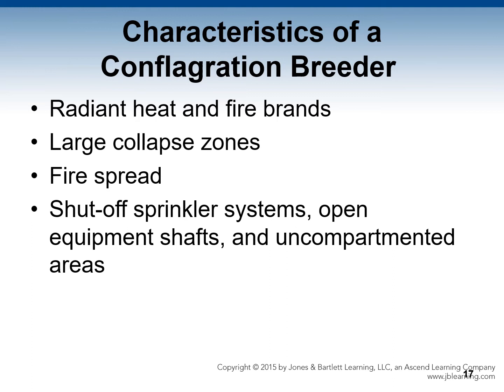The characteristics of a conflagration breeder mean that there is a tremendous amount of radiant heat from each flaming window opening. The production of numerous large firebrands, such as large collapse zones for tall walls, fire can spread to wood frame homes, shut-off sprinkler and standpipe systems, open equipment shafts, and large uncompartmented areas may or may not exist.